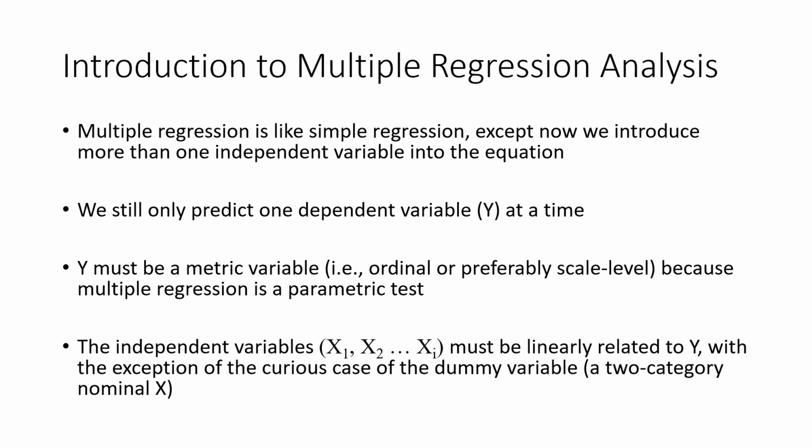There is one exception, and that's the case of the dummy variable. And we'll talk more about this later in this lecture series. But a dummy variable is a two-category nominal variable that you can include as an independent variable in a multiple regression analysis. Yes, it violates the assumption of linearity. It is clearly not linearly related to the outcome variable, but we've agreed as data scientists that we can use these types of variables.